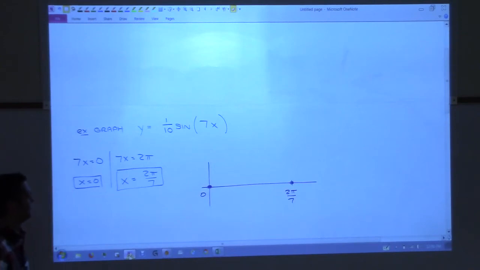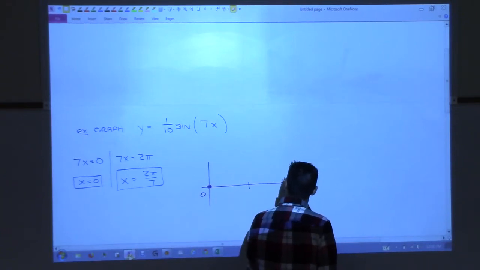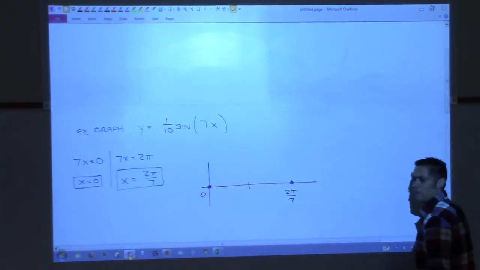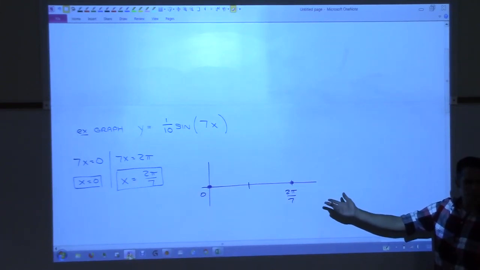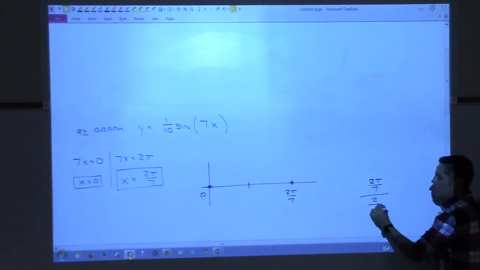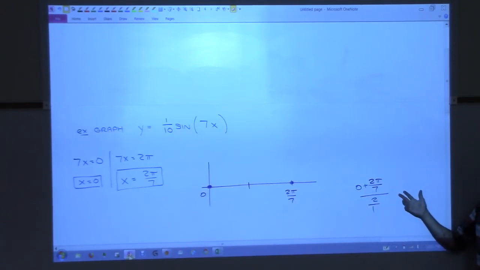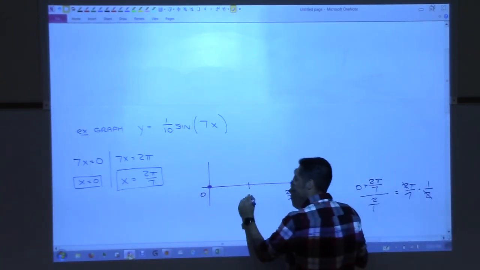What next? Find the middle. To find the middle, I add the 2 up. What is 0 plus 2 pi over 7? Just 2 pi over 7. And then divide that by 2 over 1. 0 plus, what is this? Just pi over 7. I don't want to shortchange y'all by not showing you all the detail, but I also don't want to insult you. Pi over 7? Okay, so pi over 7.